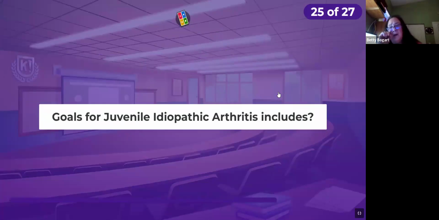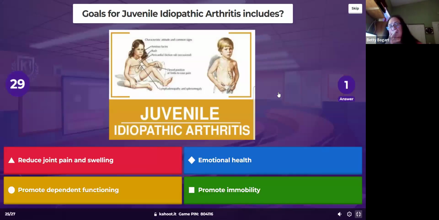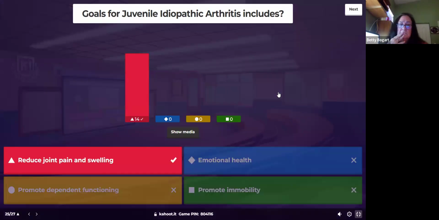Goals for juvenile idiopathic arthritis include... So the whole thing with JIA is to protect the joints and to reduce the pain and swelling so we keep a child mobile.